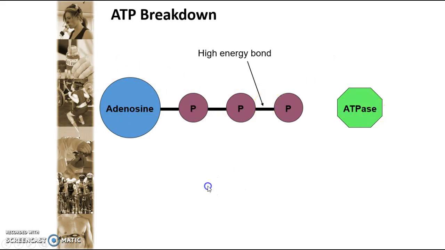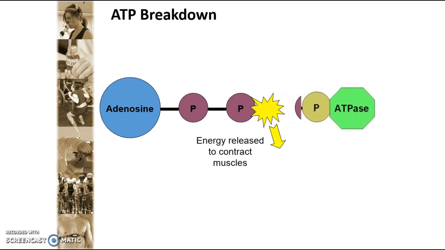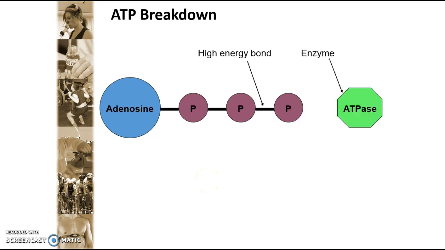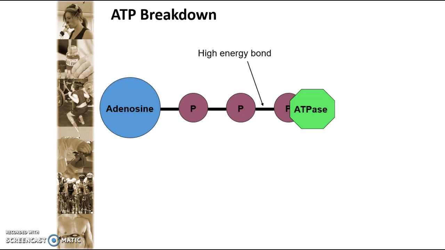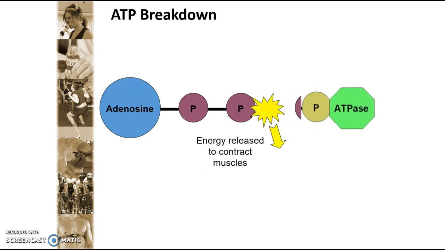So if you watch this, ATPase breaks ATP down, or breaks off the third phosphate, and energy is released. If I just go back to there: ATP, then ATPase breaks off the third phosphate, and that releases energy, and that gives us our 3 seconds of work.